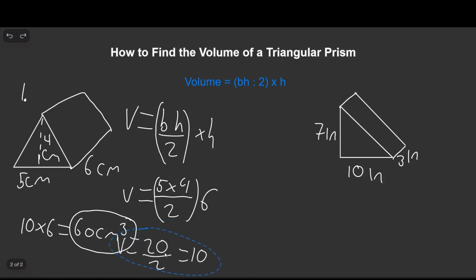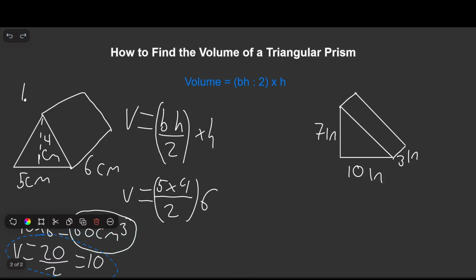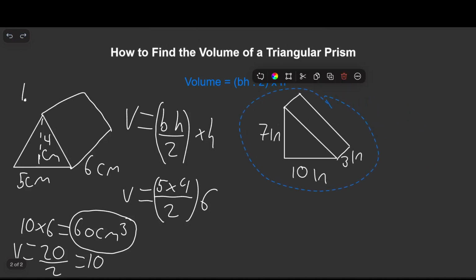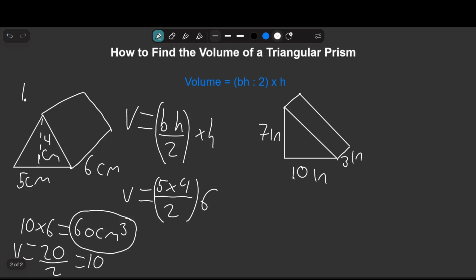Let's move this to the side a bit over here so we have enough space for the second example. Let's move the second example also to the left a bit so we have enough space and we can write down comfortably. So again, we take our formula, which is volume equals base times height divided by 2, put these in parentheses, times our height.